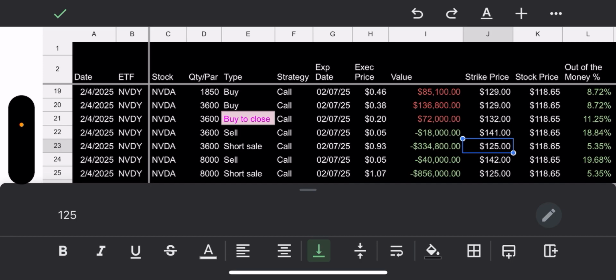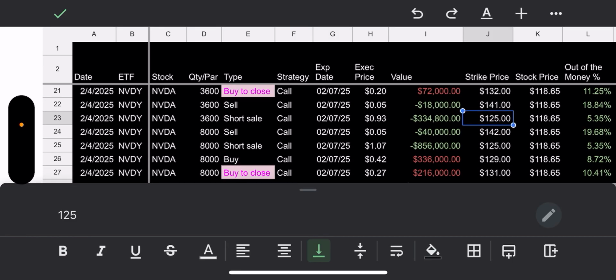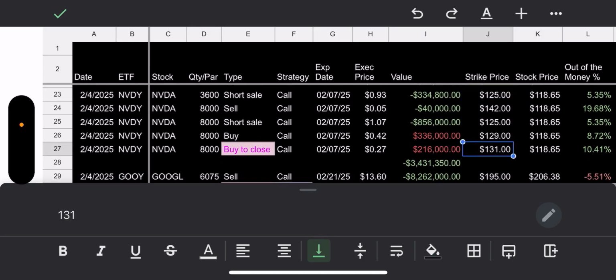So they moved it down from 11% out of the money to 5% out of the money in order to capture additional premium income. Again, will it bite them? We don't know. All right, they did that again down here. They did a buy to close. They closed out the 131. That was 10% out of the money.